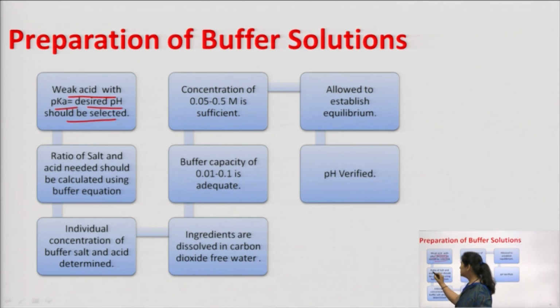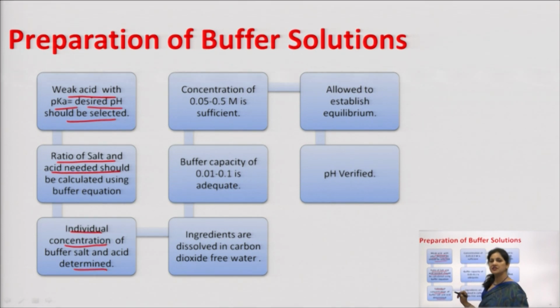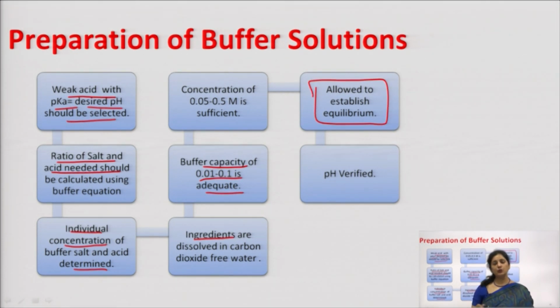The next step is we have to choose the ratio of the salt and acid needed, which is calculated depending upon the buffer equation we studied. After that, the individual concentration of the buffer salt and acid is determined. After the concentration is determined, ingredients are dissolved in carbon dioxide free water. After dissolving the ingredients, a buffer capacity of 0.01 to 0.1 is adequate. The concentration generally used is 0.05 to 0.5 molar. Then we allow the solution to stand for some time so that equilibrium is attained. We allow the equilibrium to establish, and then we verify the pH. Have we been able to get the pH which we desired? That all depends upon the buffer equation.